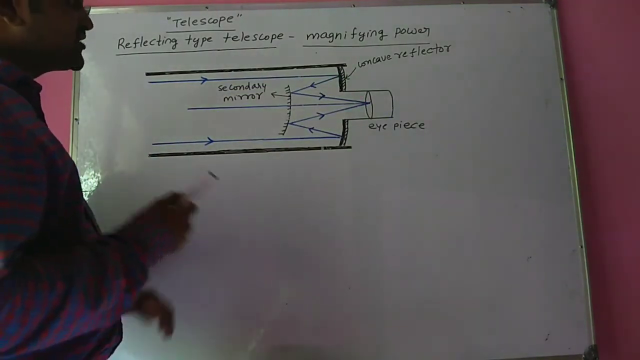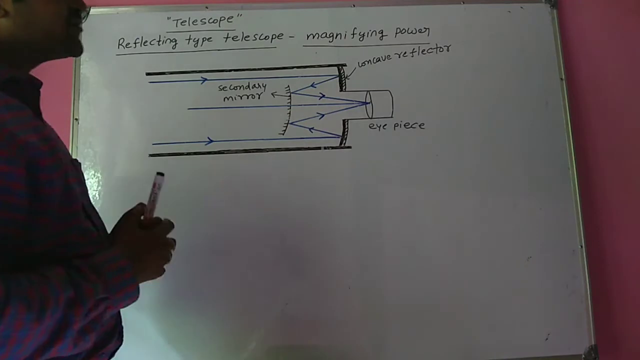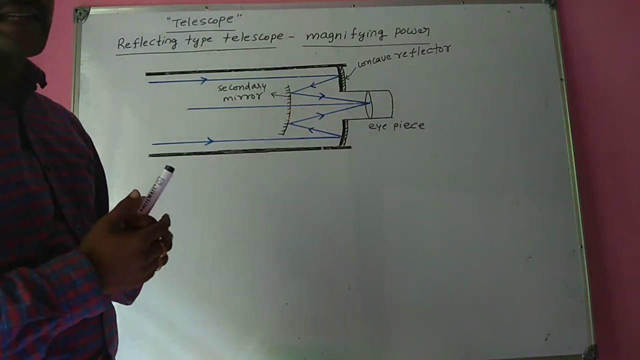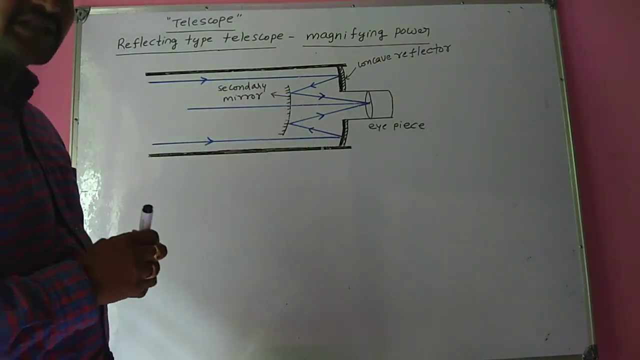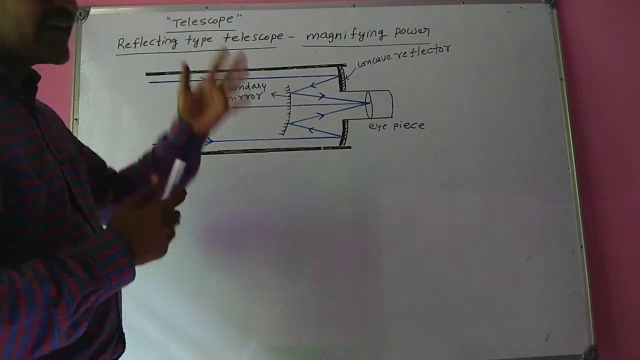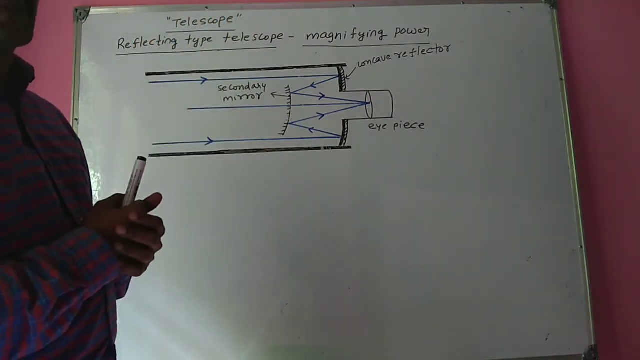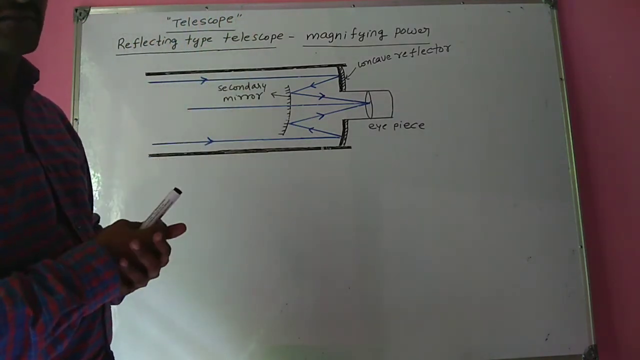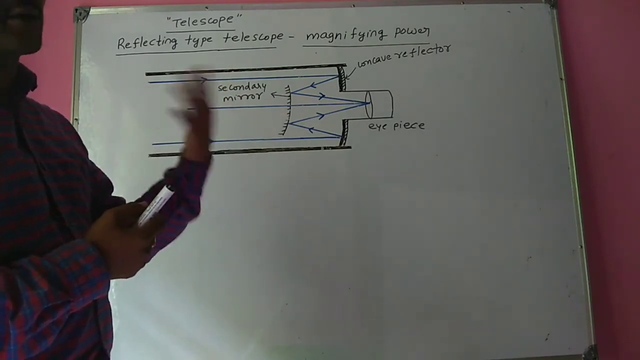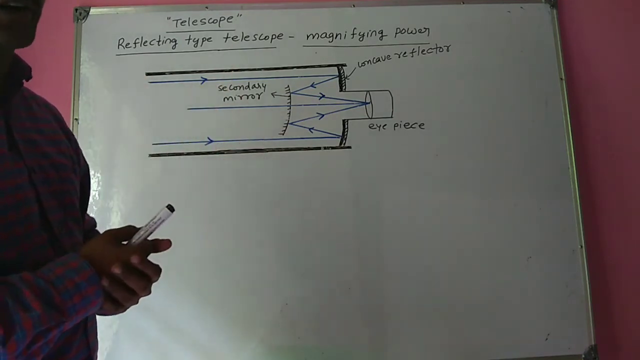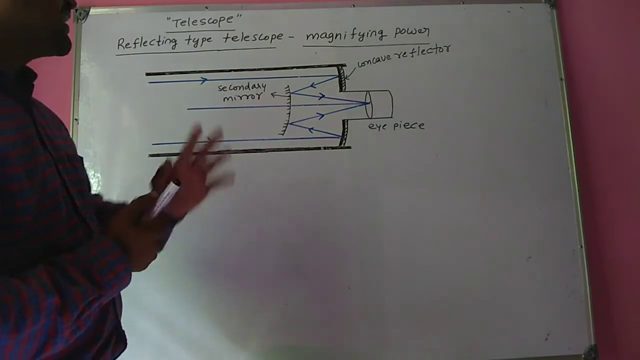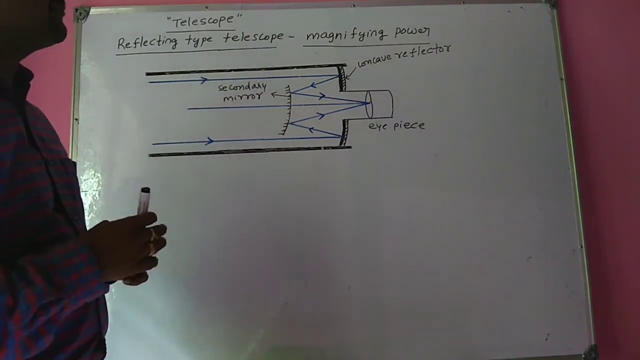Now generally the image we observe at the eyepiece is an inverted image. But generally astronomical objects are spherical in shape. It doesn't matter. Even if it is inverted, it is spherical only. Spherical inverted means it is spherical only. It doesn't matter. So that is the working of this reflecting type telescope.